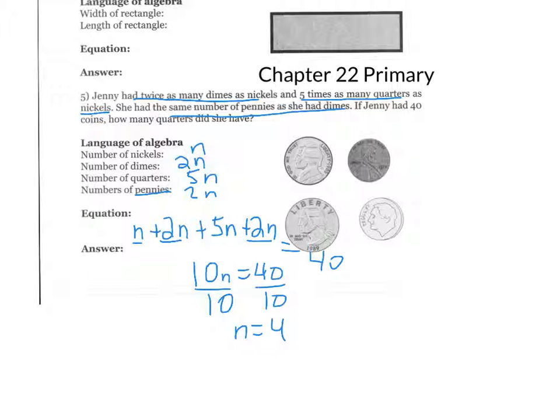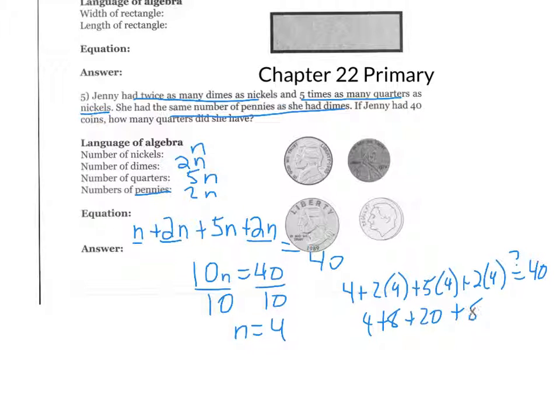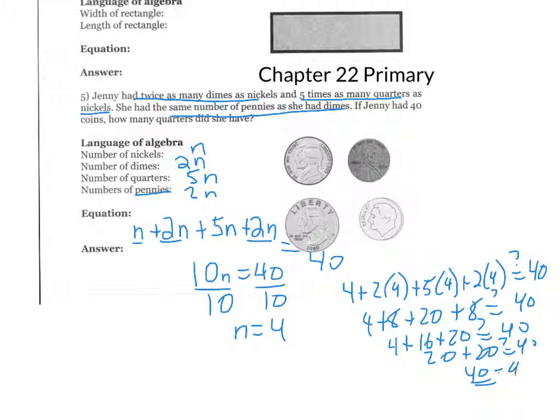So wherever we found n, we put a 4. So 4 plus 2 times 4 plus 5 times 4 plus 2 times 4. Put a question mark, does that equal 40? So 4 plus 8 plus 20 plus 8, does that equal 40? Well, let's put together 8 and 8 are 16, so we have 4 plus 16 plus 20. Does that equal 40? 20 plus 20, does that equal 40? Yes, 20 and 20 is 40. That equals 40. And we do our happy dance.